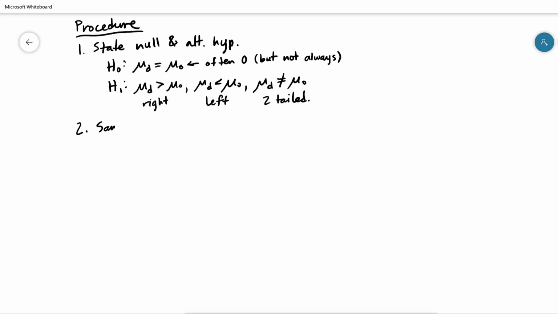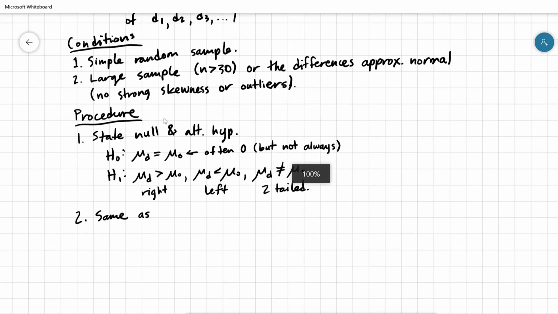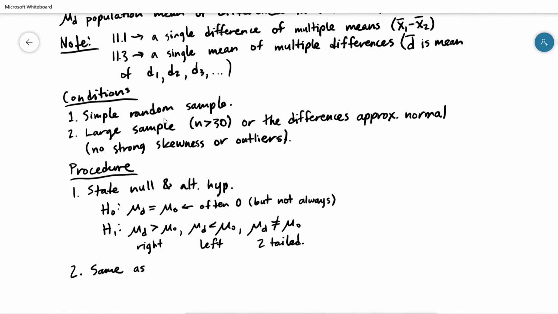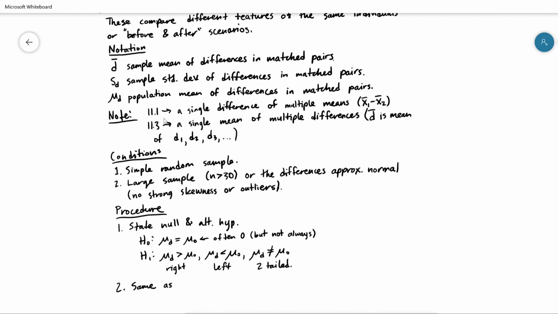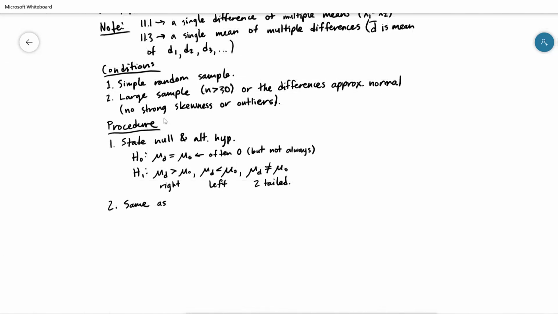Step number 2, we define weird. This is the same as what we've done in all of them that involve t distributions, because you'll notice in our notation we are using S, the sample standard deviation. So because of this, we are definitely going to be using a t distribution. Whenever you see an S, that goes with a t distribution. So step number 2 is basically the same as back in section 9.3 or section 11.1.